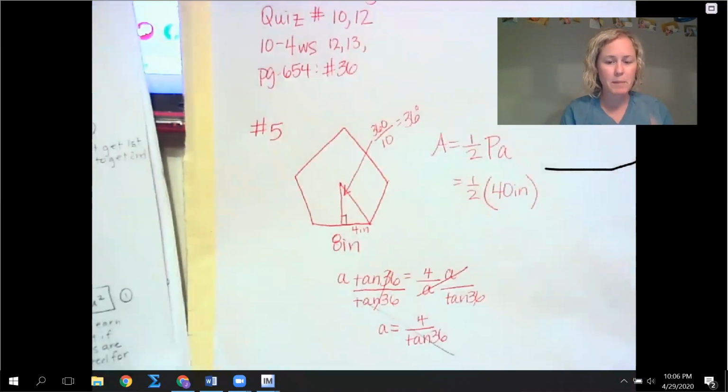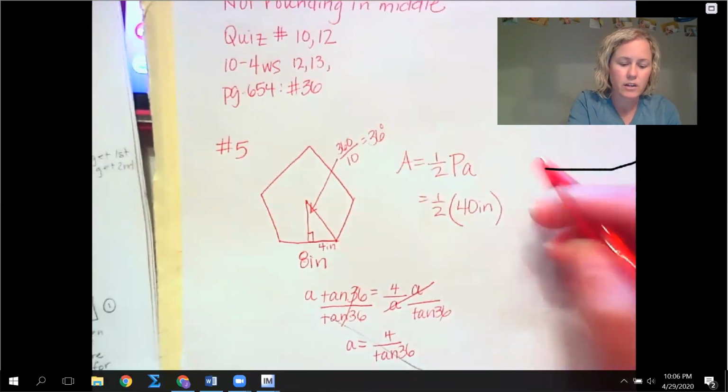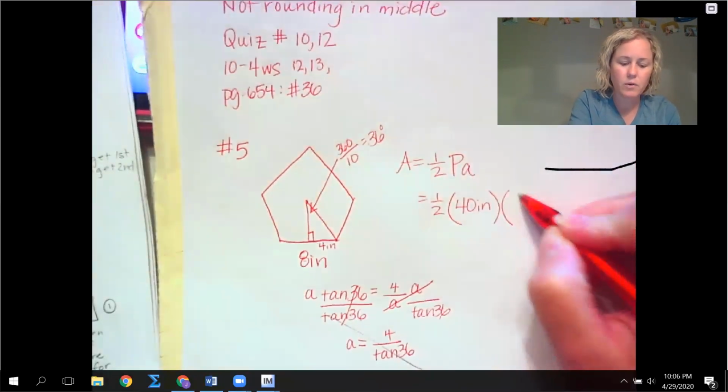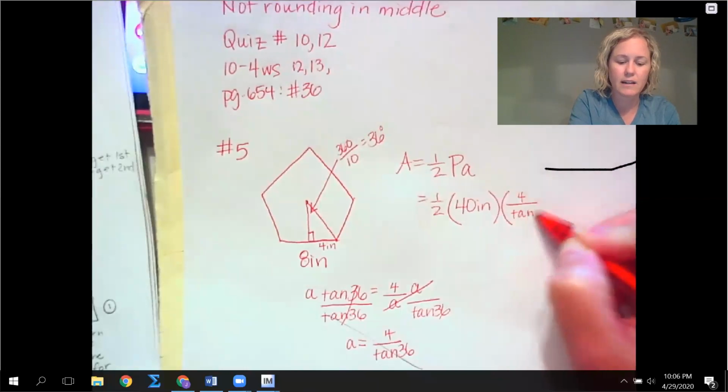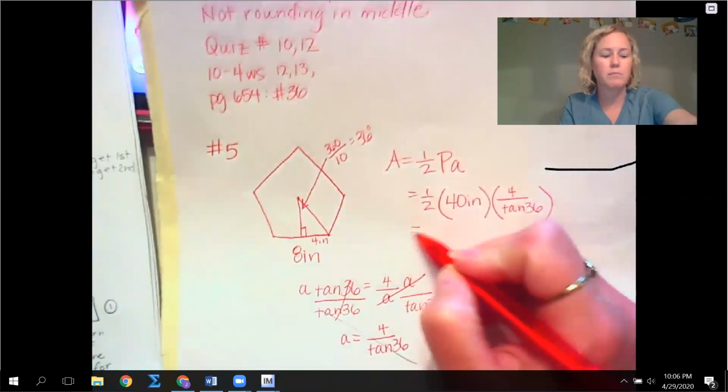That is your apothem, and you should not round it at this point, okay? Because if you do, your answer at the end is going to be less accurate than if you waited till the end to approximate, okay? And I'll explain why that is here in just a second. So we're just gonna plug in 4 over tangent 36. That is the apothem, okay? And then we are going to simplify.